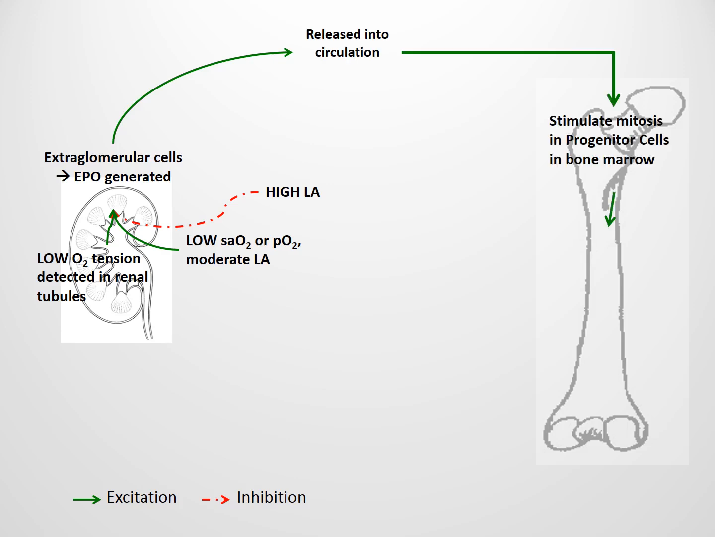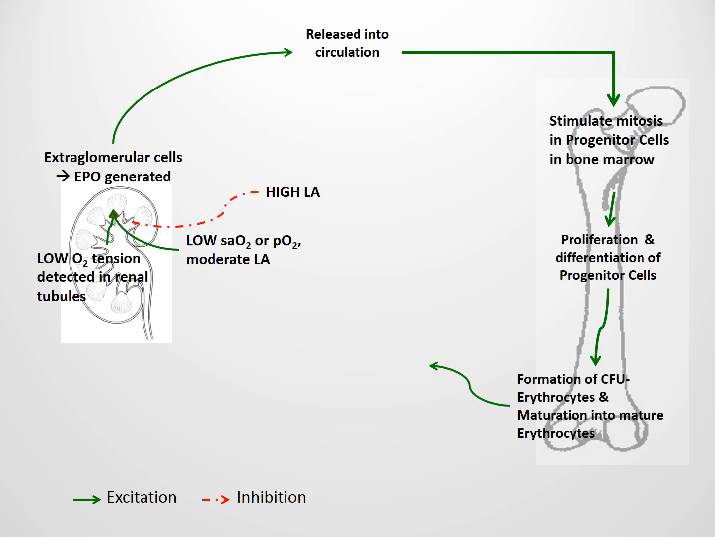These head into circulation and stimulate mitosis of bone marrow cells, leading to the proliferation and differentiation of progenitor cells into what are referred to as CFU erythrocytes. If the CFU erythrocytes get continual secretion and continual exposure to EPO, they will undergo a maturation into mature erythrocytes. These mature erythrocytes will then head into circulation, causing an increase in O2 carrying capacity in order to inhibit those low O2 tensions. We'll talk a little bit more about this when we talk about blood in the cardiovascular system.